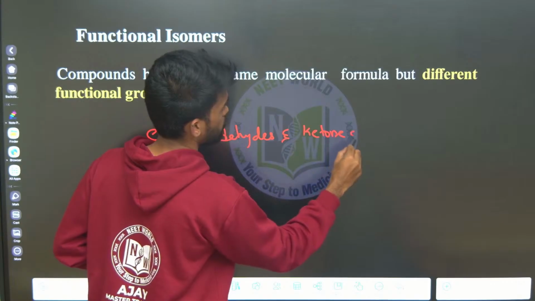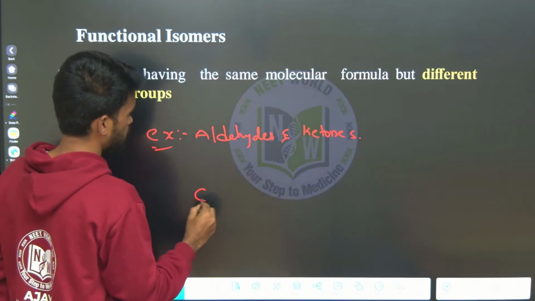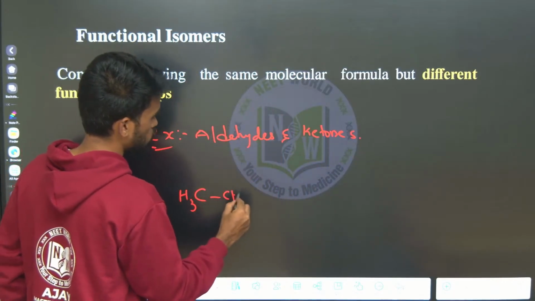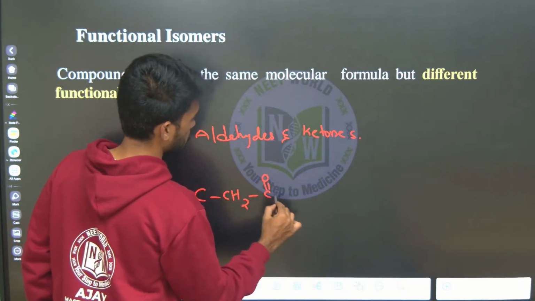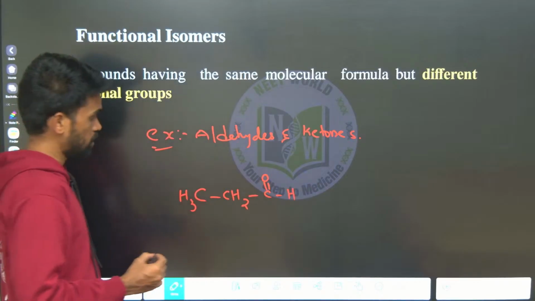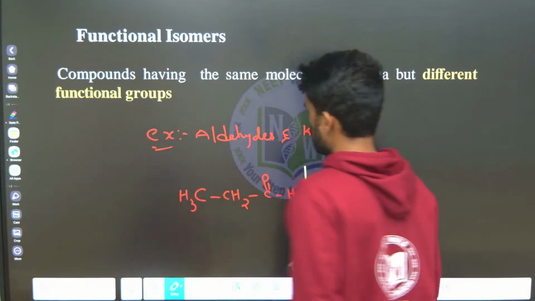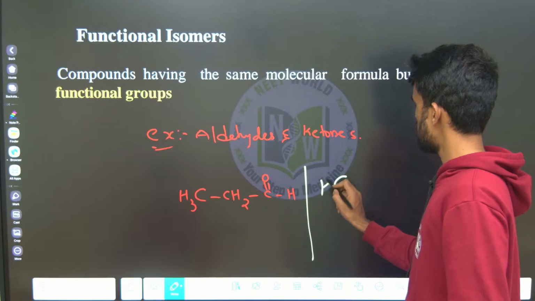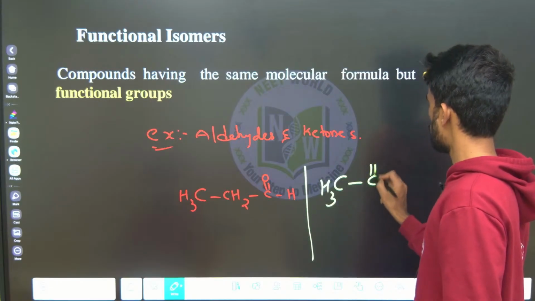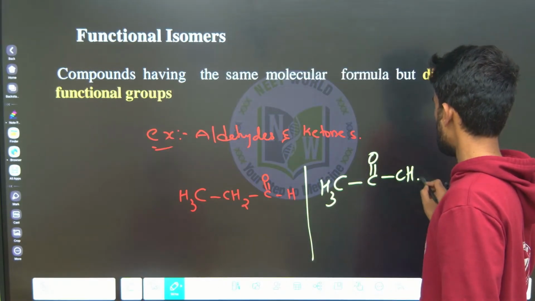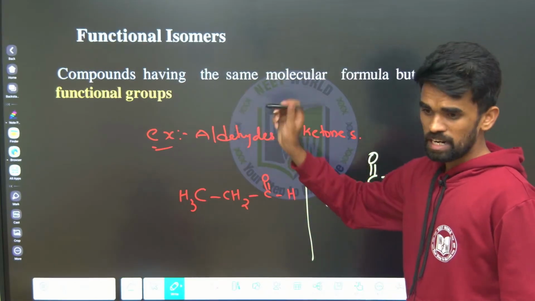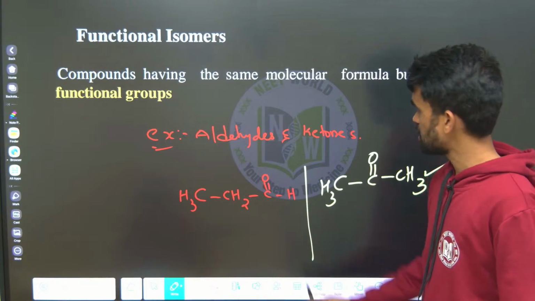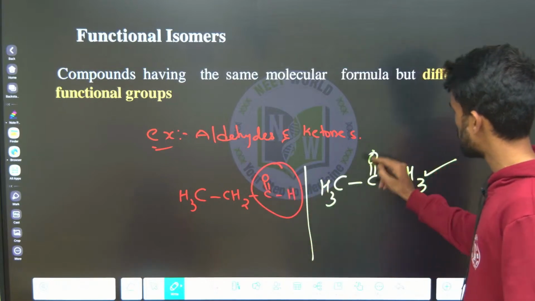Ketones. For example, I will write an aldehyde: CH3CH2COH. Is this an aldehyde or not? Yes. Now write a ketone with the same formula: CH3-CO-CH3. Here acetone and propanaldehyde are functional group isomers, because one has an aldehyde functional group and the other is a ketone.